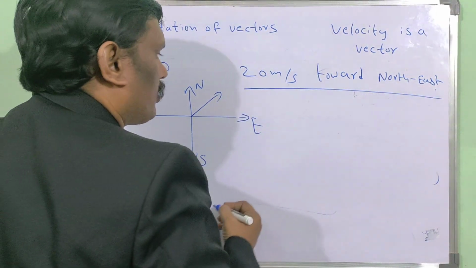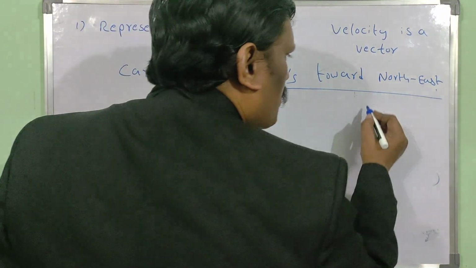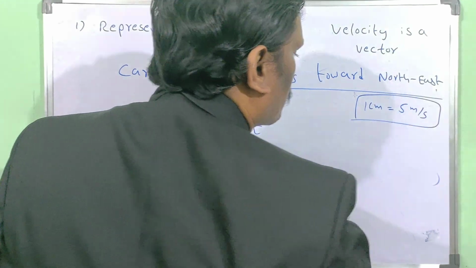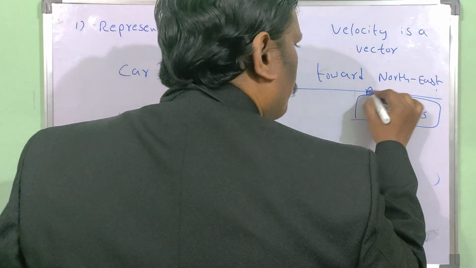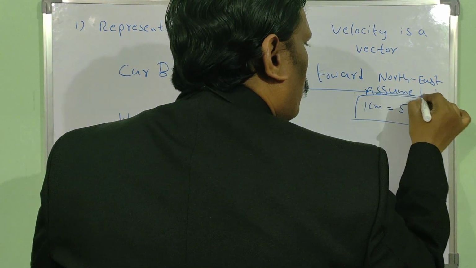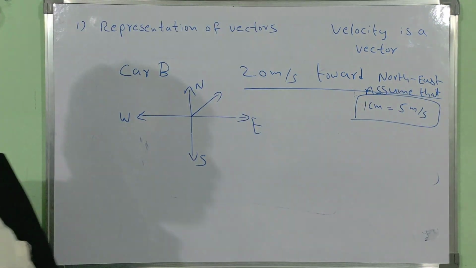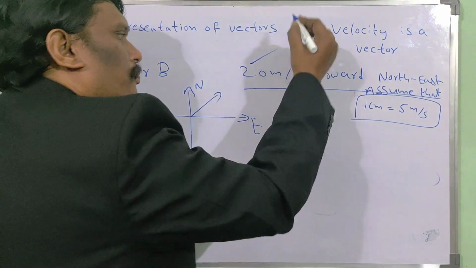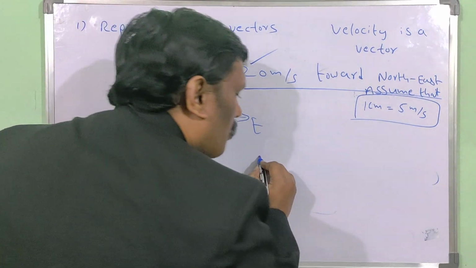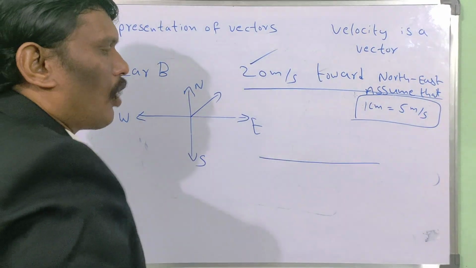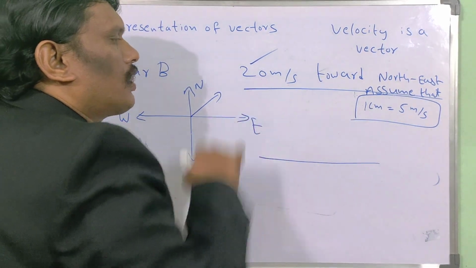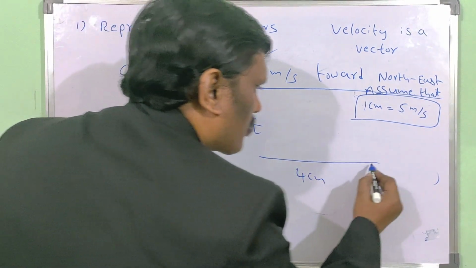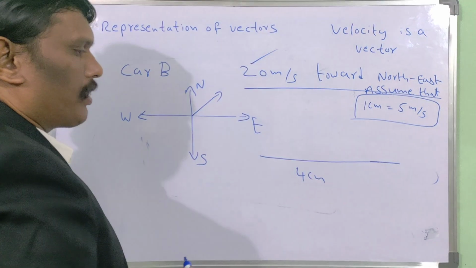This is the northeast. If previously I assumed 1 centimeter is equal to 5 meters per second, the same assumption I am going to consider here also. To represent 20 meters per second, what is the length of the arrow I require? 1 centimeter is 5 meters per second, so for 20 meters per second I require 4 centimeters. That's why the length is 4 centimeters.